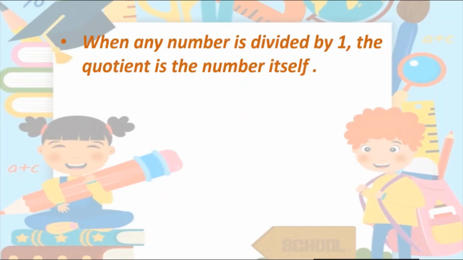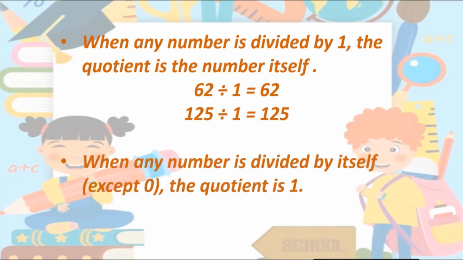So now we come to the properties of division. The first property is when a number is divided by 1, the quotient is the number itself. Suppose we have numbers like 5 divided by 1, we'll get 5. Here 62 divided by 1 will be 62. 125 divided by 1, the answer will be 125. When any number is divided by itself, the quotient is 1. Here 64 divided by 64 is 1. 586 divided by 586 will be 1.